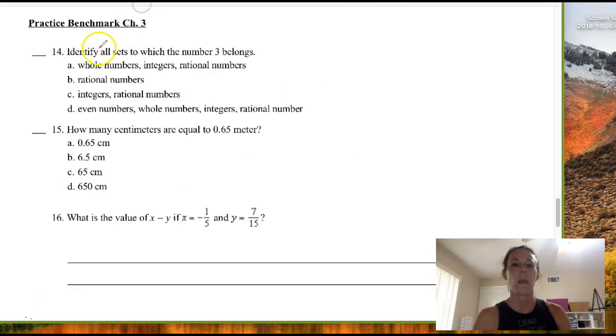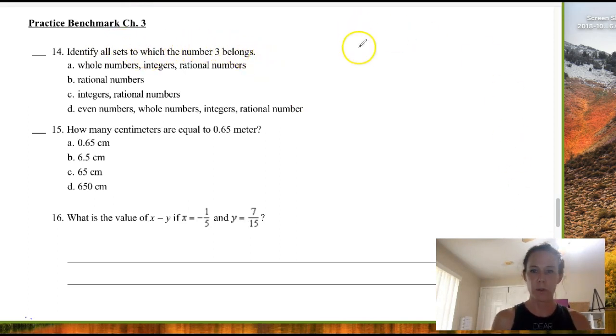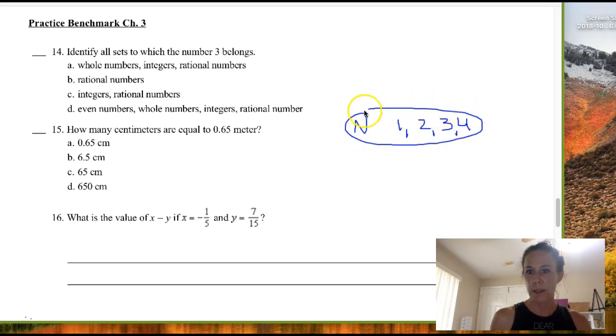All right. Identify all the sets to which the number 3 belongs. Let's just review those sets real quick. The most basic number set would be natural numbers. Those are numbers you can count. 1, 2, 3, 4. That's your most basic set. Then from there you go to the whole numbers. Those are the same counting numbers, but with 0. 0, 1, 2, 3, 4, and so on, going on forever.